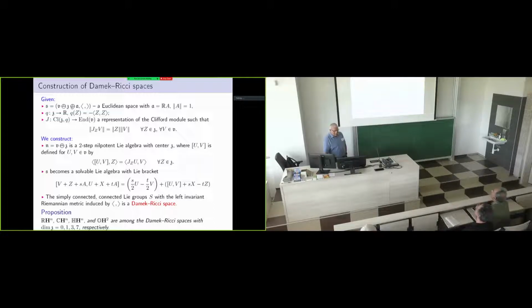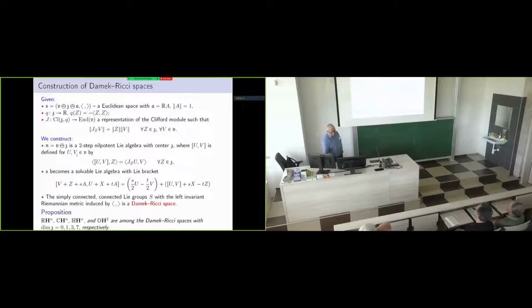So once we are given these initial data, we can construct first a Heisenberg type nilpotent Lie algebra on the direct sum of V and Z. So Z will be the center of this nilpotent Lie algebra, and if we take two elements of V, say U and capital V, then their Lie bracket is computed by this formula, which defines the Lie bracket uniquely.